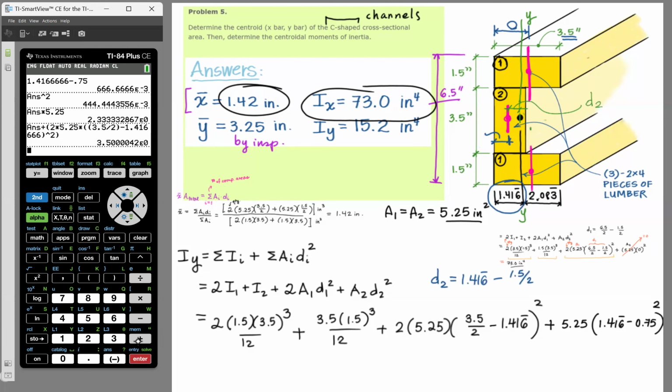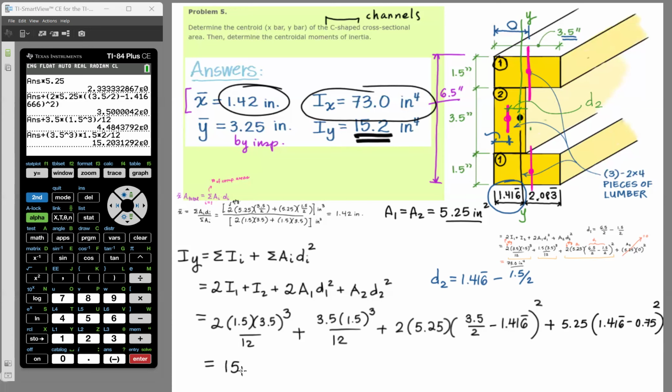Lastly, plus, I have 2 more to go, so I'll do 3.5 times 1.5 cubed divided by 12, plus 3.5 cubed times 1.5 times 2 divided by 12, equals. And we do get to the final answer of 15.2 inches to the fourth.